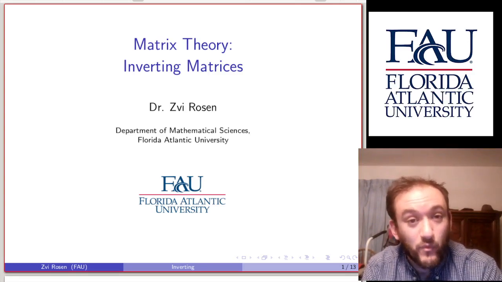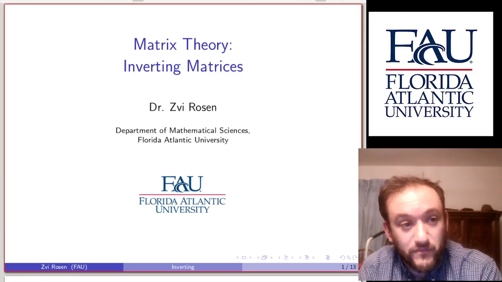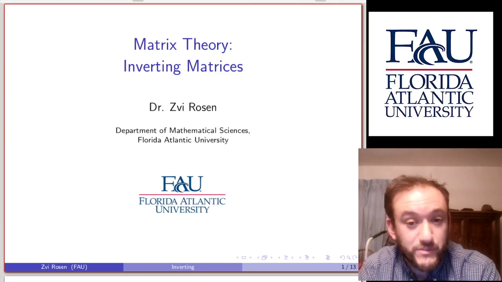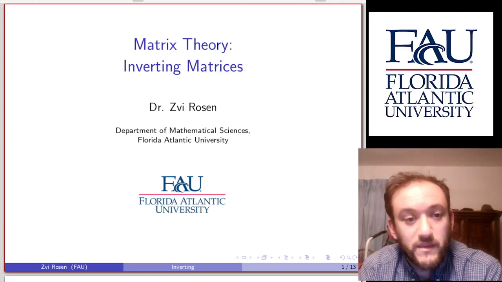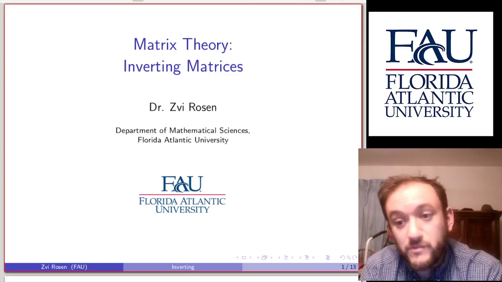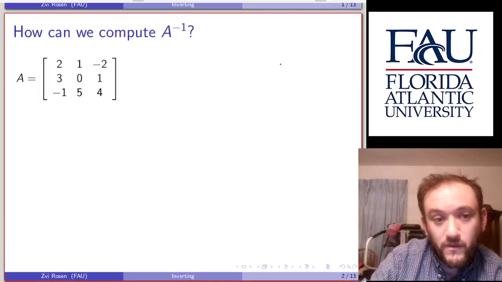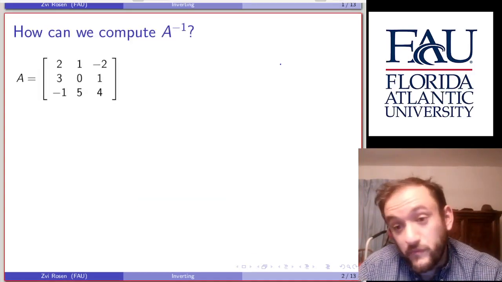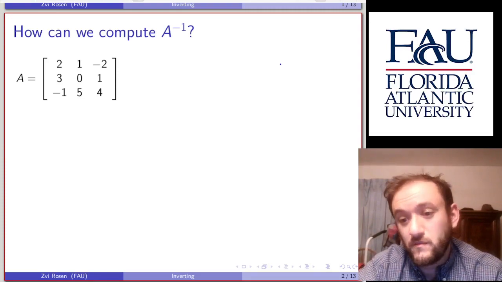We saw last time what an inverse matrix is. We found the formula for the inverse matrix to a 2 by 2 matrix. In this week's lecture, we're going to be finding the inverse matrix for matrices of arbitrary size. Okay, so how do we do it? Given a square matrix A, how do we compute A inverse?